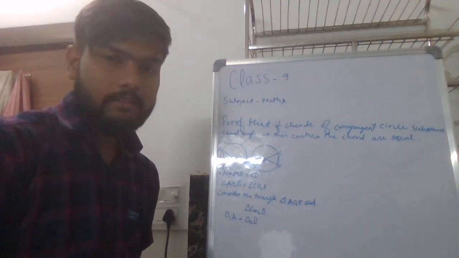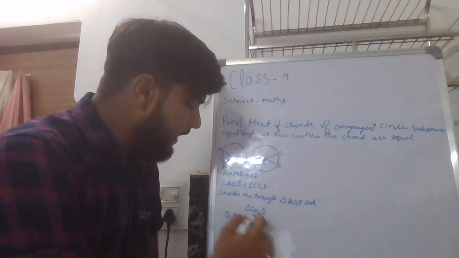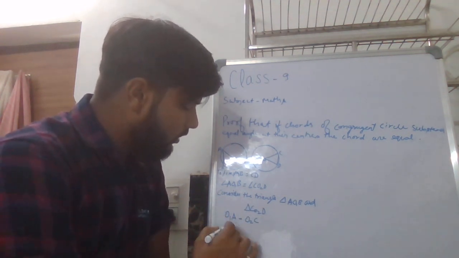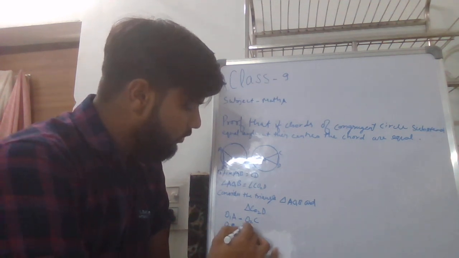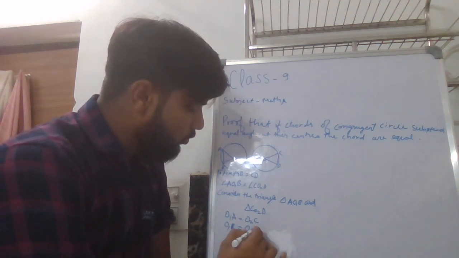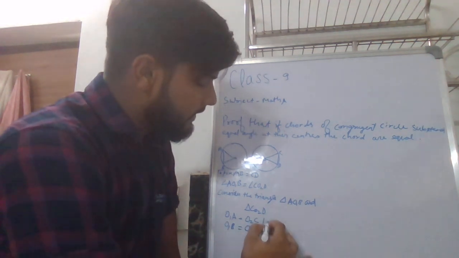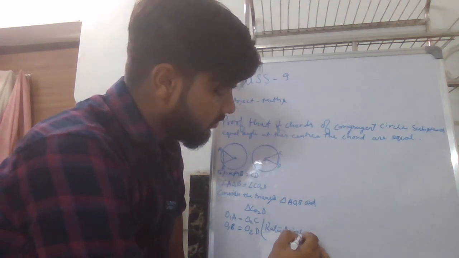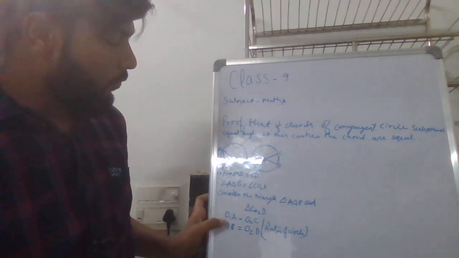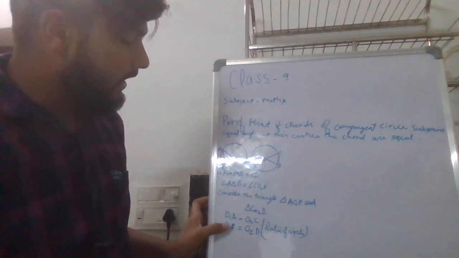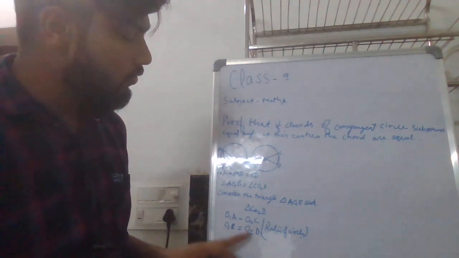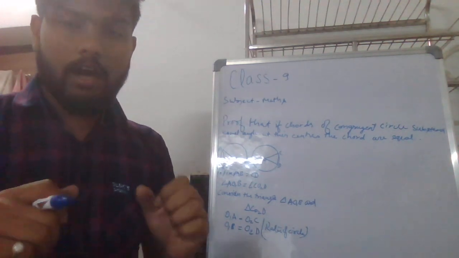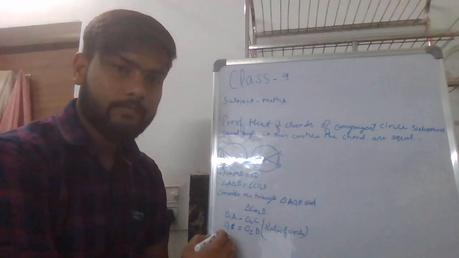And what we can see, O1B equal to O2D. What is this? This is the radii of the circle. It's O1A equal to O2C and O1B is equal to O2D, the radii of the circle. Okay, so what after that what we have to do?